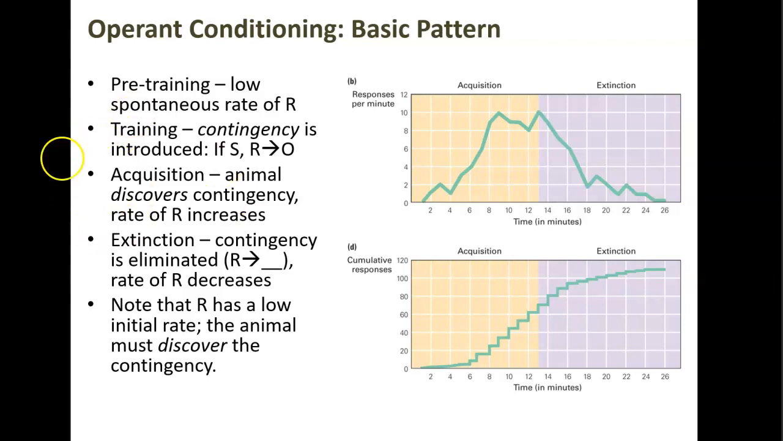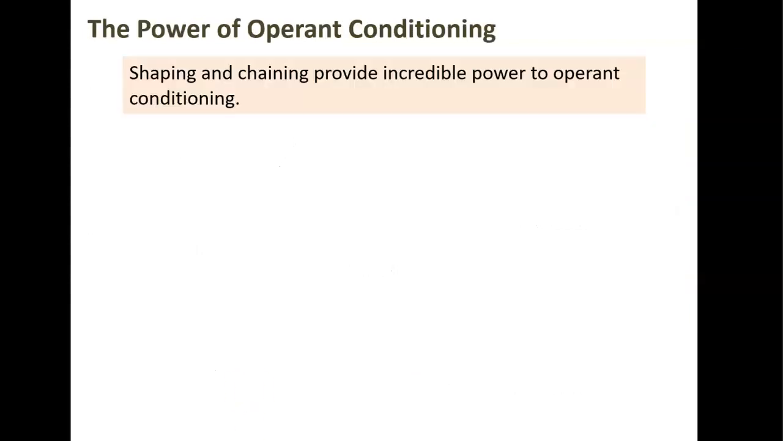So this last point here I want to mention. The book is saying, note that if the response has a low initial rate, the animal has to discover the contingency. So how do we help an animal discover the contingency? You and I call it training, right? Skinner called it shaping. So in shaping and chaining, we can initiate behaviors that don't occur spontaneously, and we can also condition very, very complex behaviors.